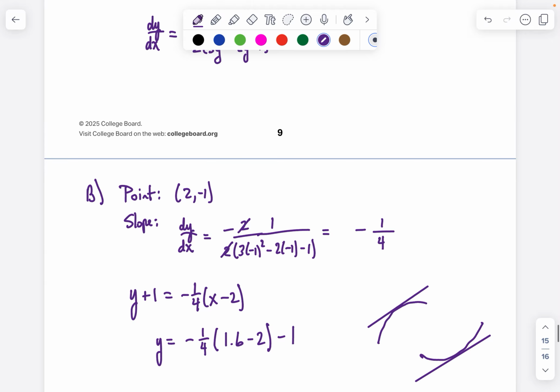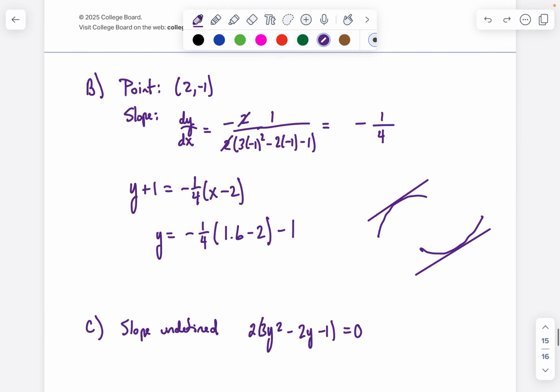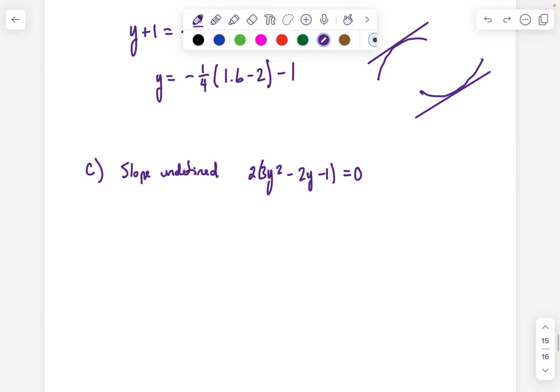If they had said it was a horizontal tangent, then we would have set the whole derivative equal to 0. So that would have just been when the top was equal to 0. But in this case, they wanted to know when it was undefined. So we can set the bottom equal to 0. And 2 would divide out. And then we just need to factor this.